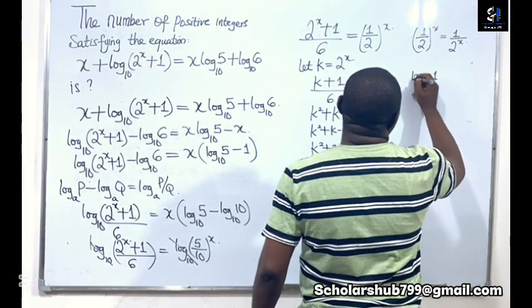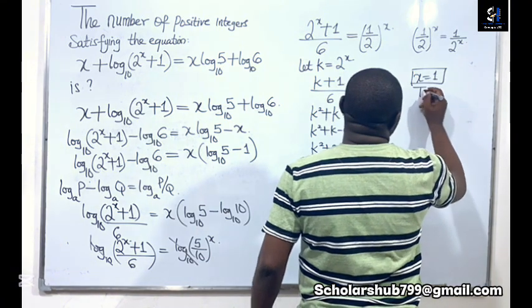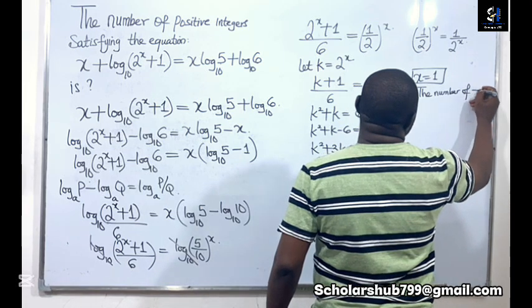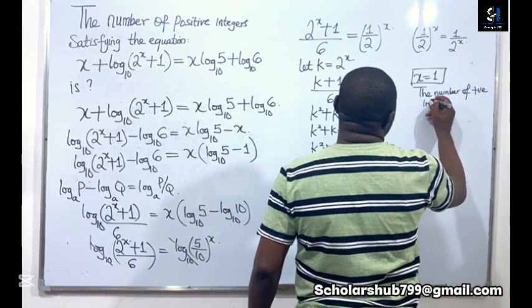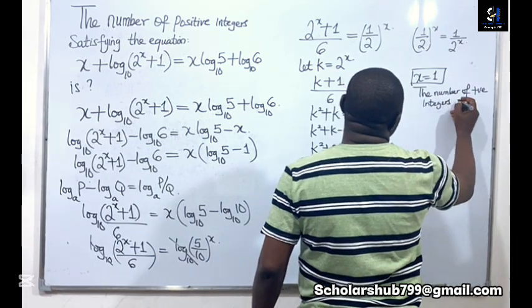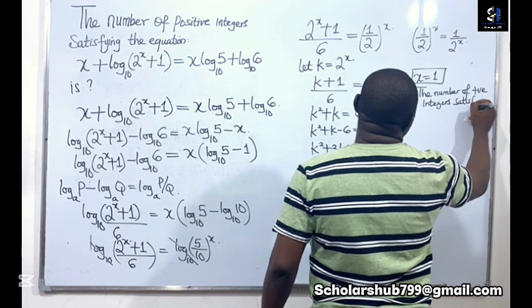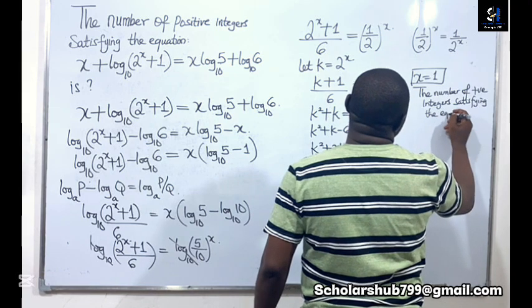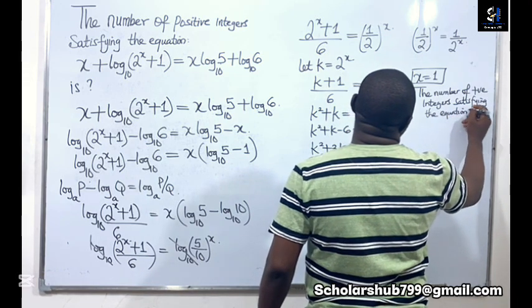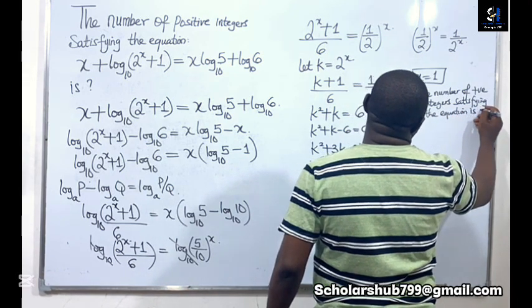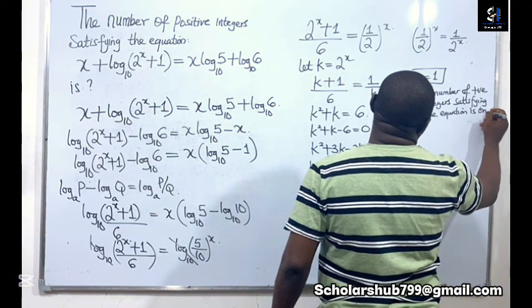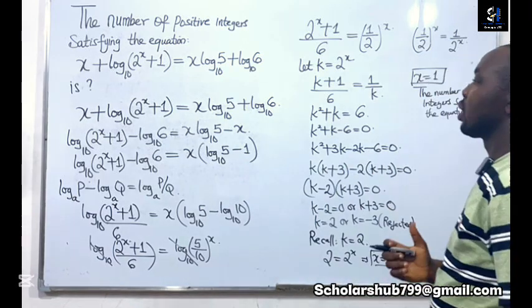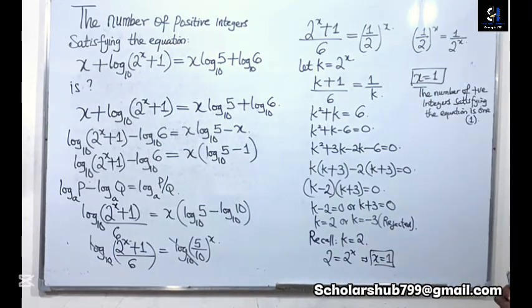Now x is equal to 1. So it means that the number of positive integers satisfying the equation is 1. That's 1. Now let's verify our answer.